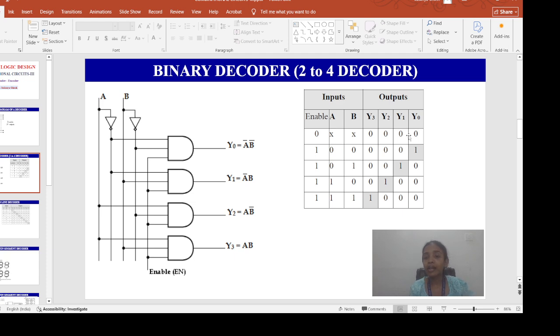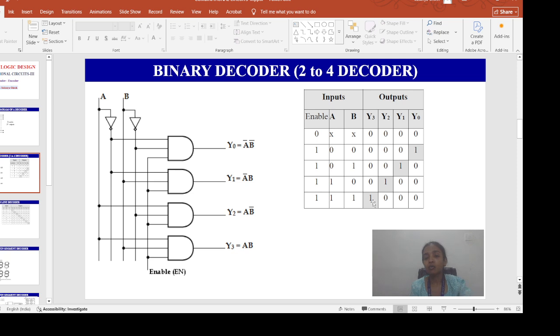Now, in order to get the output, that means in order to enable the decoder, we have to keep the enable signal always high, 1 meaning high. With 2 inputs, we can have 4 possible combinations: 0 0, 0 1, 1 0 and 1 1. When both inputs are 0 0, the output will be Y0. When A0, B1, the output will be Y1. When A1, B0, the output will be Y2. And when both A and B are 1, the output will be Y3.